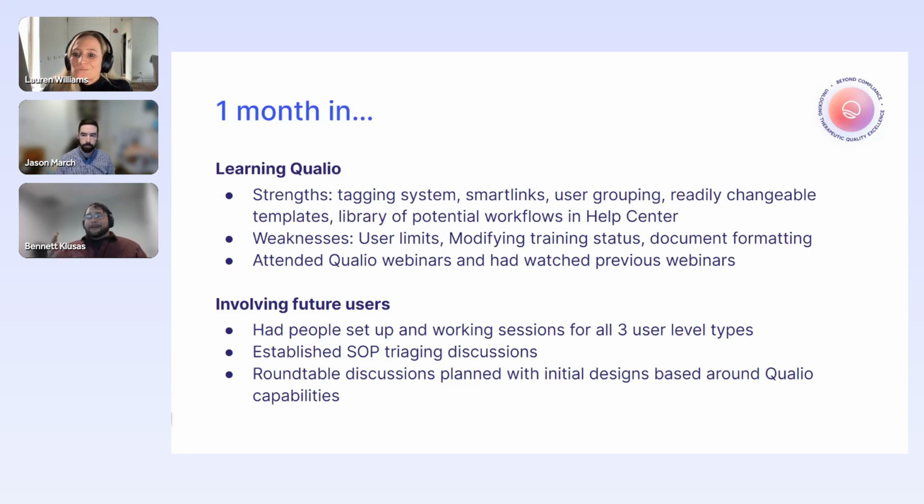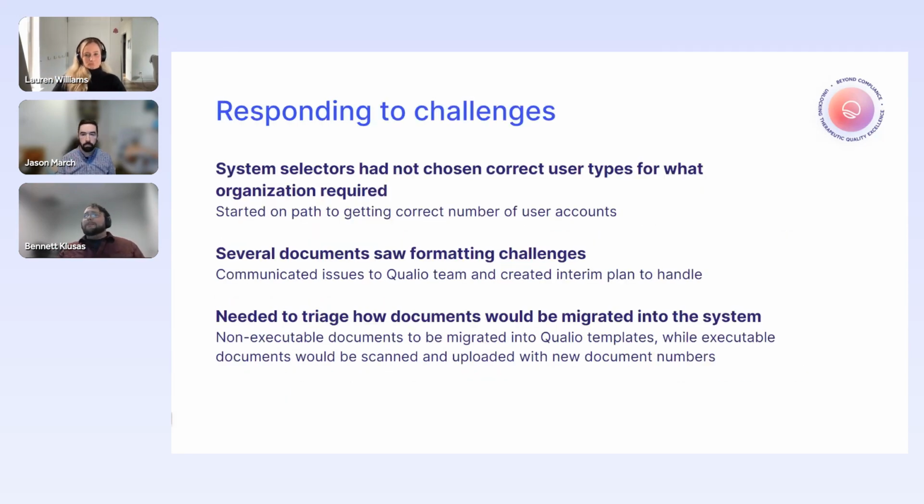So we had gotten all of these discussions done, and now we had to respond to those challenges. Our system selectors hadn't chosen the correct user types that our organization required, and we got this rapidly rectified. One of those just-do-it things that made it better long term for our team's go-live. And while we saw some document formatting challenges, we were able to just communicate these issues to the Qualio team and immediately get an interim plan to handle it together. So again, that responsiveness in your provider is such a huge factor.